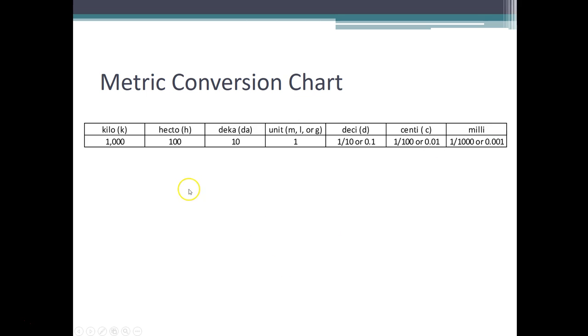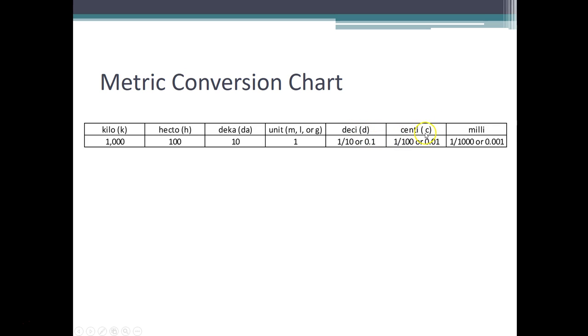Alright, but as I said, we're going to be focusing on kilo, which stands for 1,000, and the abbreviation is a K. Hecto, which stands for 100, abbreviation is an H. Deca, D-E-K-A, which stands for 10, abbreviation is D-A. The units are meters, M, liters, L, grams, G. Prefix deci is 1/10 or 0.1, abbreviation is a D. Notice the difference between deca and deci. Deca is 10 whole, that's DA. Deci is 1/10, that's just D.